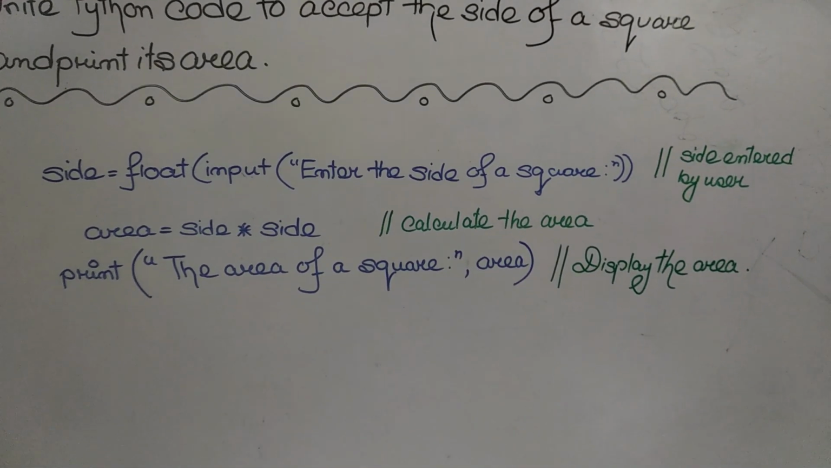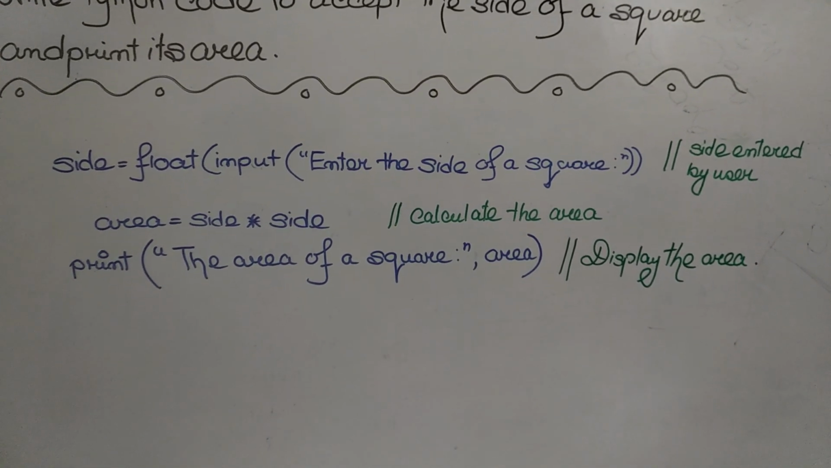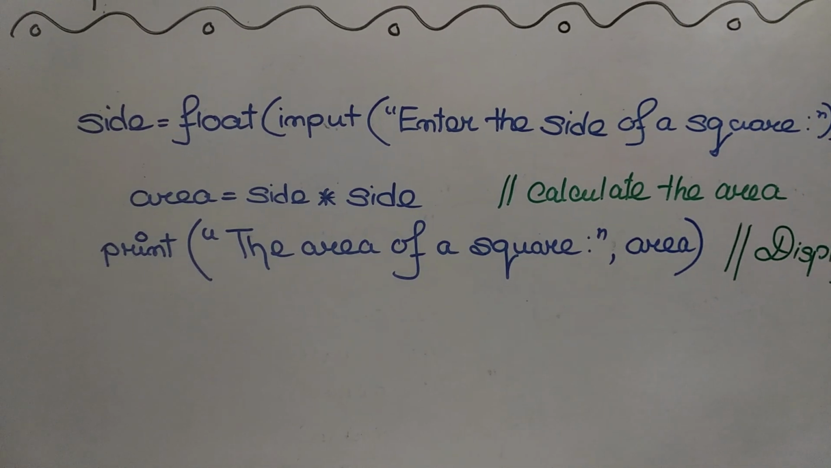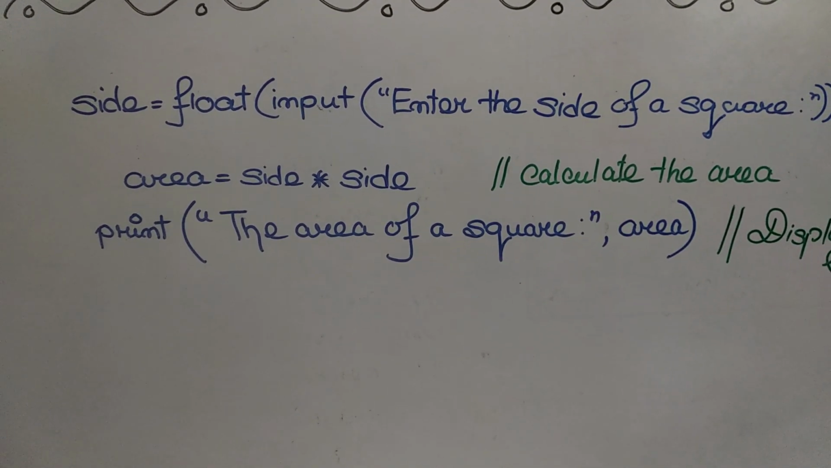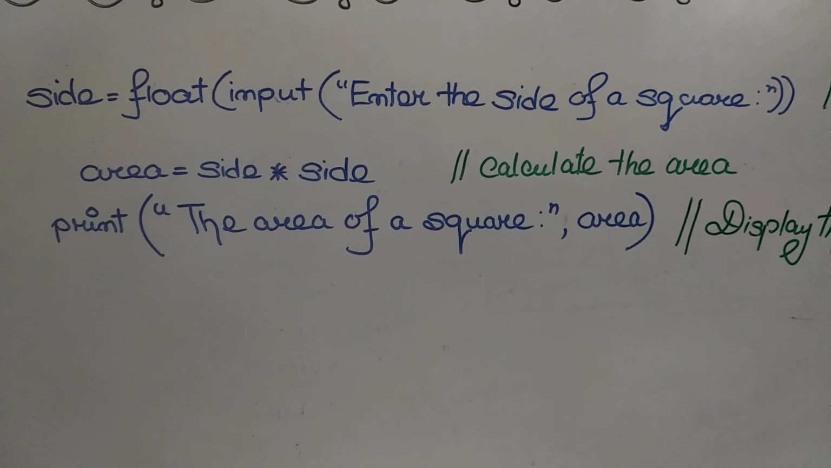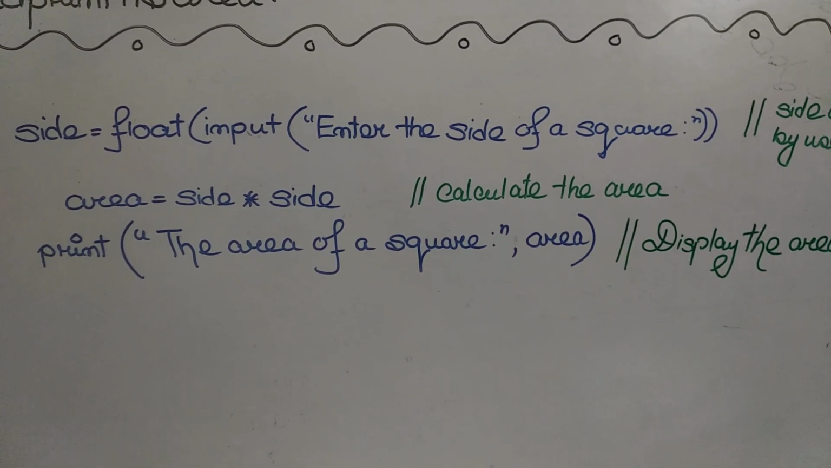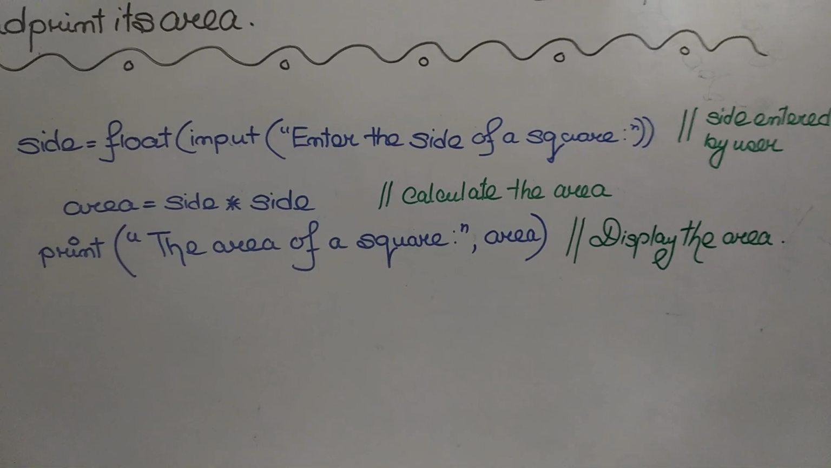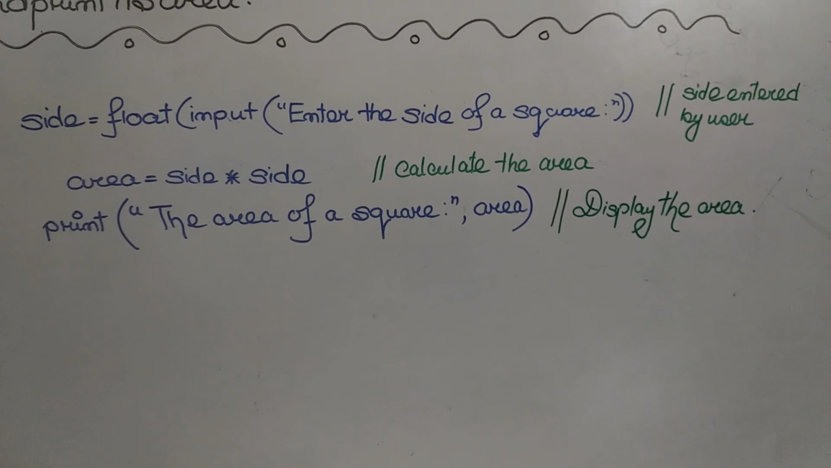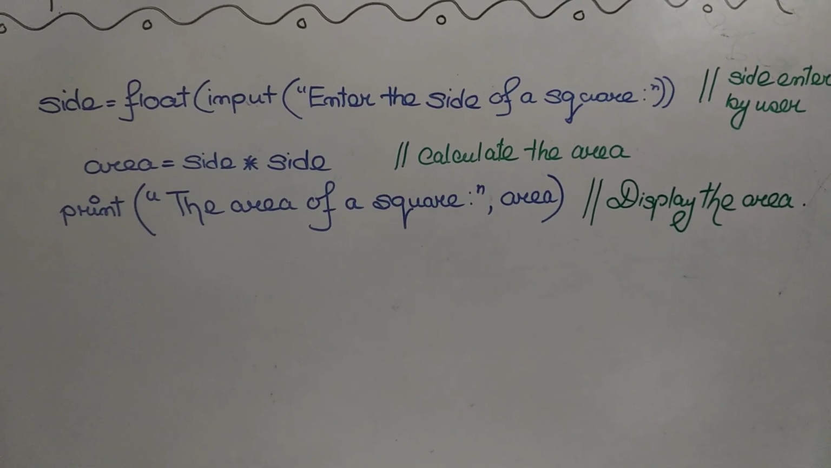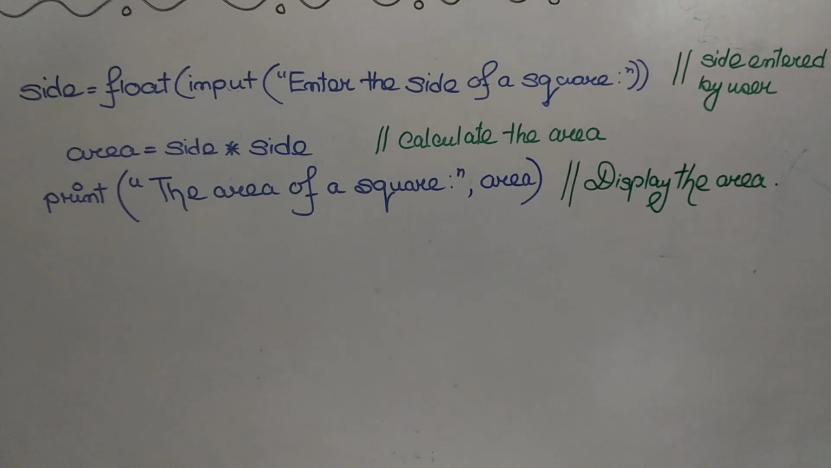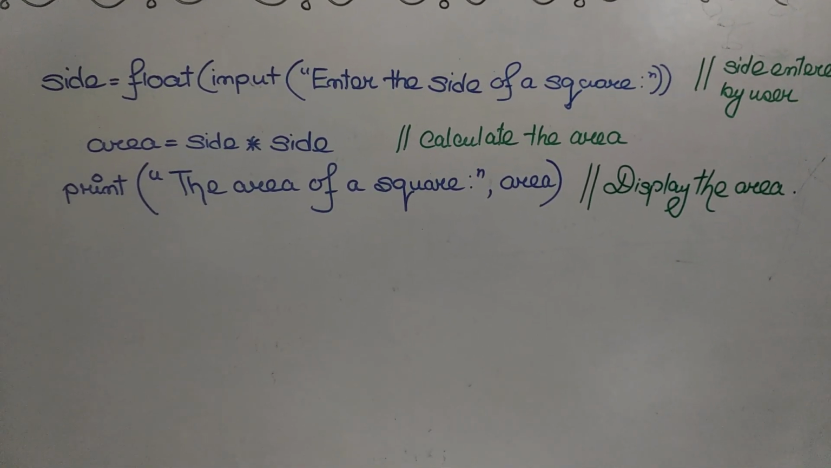So friends, let's start. First, I have taken a variable, side, which is a float variable, a float data type. Side is equal to float input, "Enter the side of a square". This side of a square will be entered by the user, that is you or me or anybody who is writing this program.